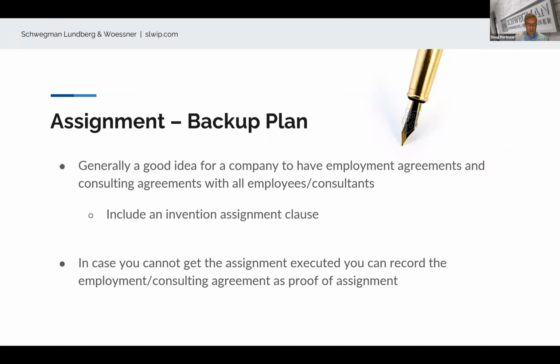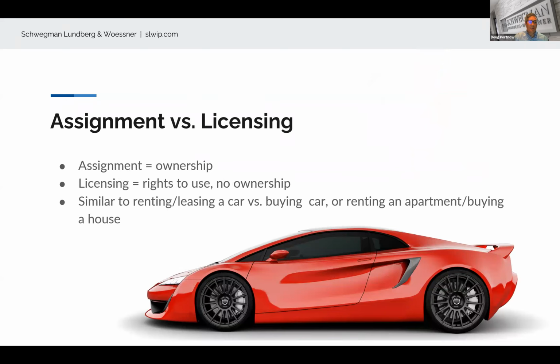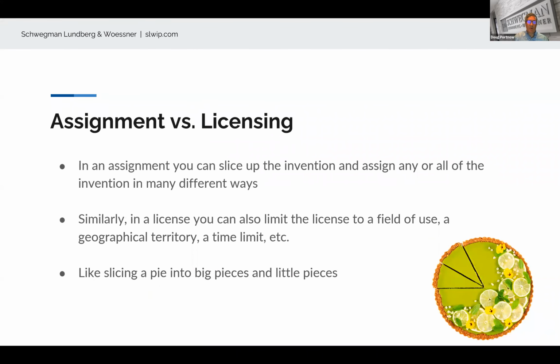And then let's talk just very briefly about assignment and licensing. Assignment relates to ownership and licensing relates to not owning it, but having the rights to use the technology or the patent, the invention. The analogy I like to use for this concept is, assignment is when you buy the car, you buy the shiny red car and you own it. Versus you either rent it from Hertz or you lease it from the dealership. That would be equivalent to licensing it.